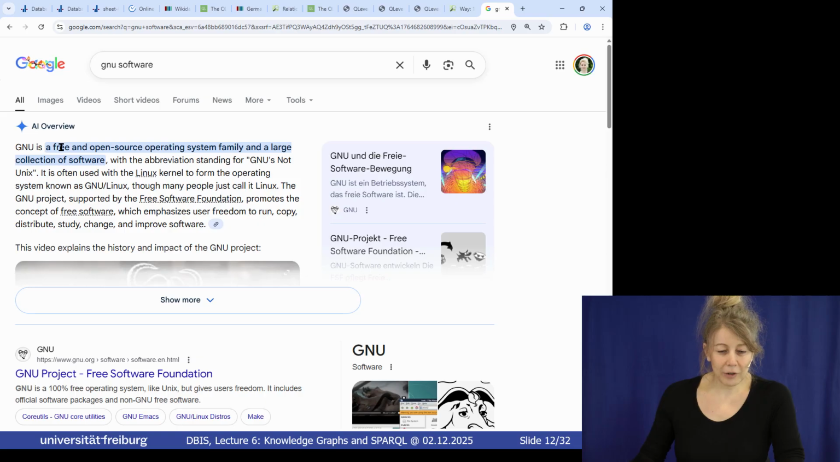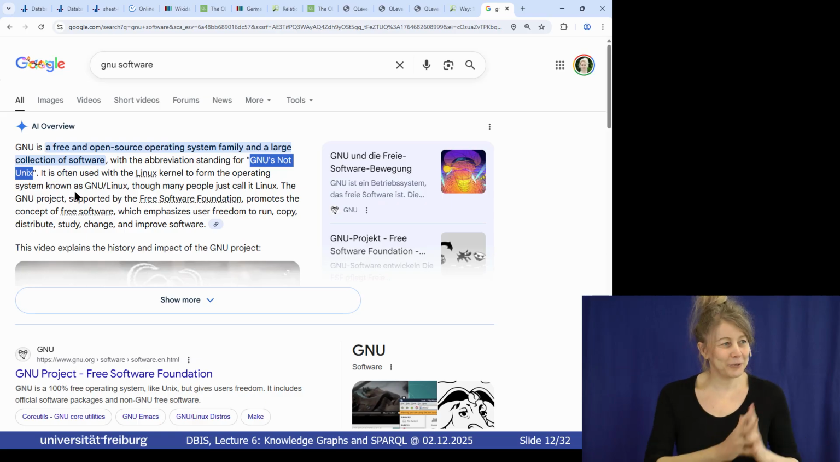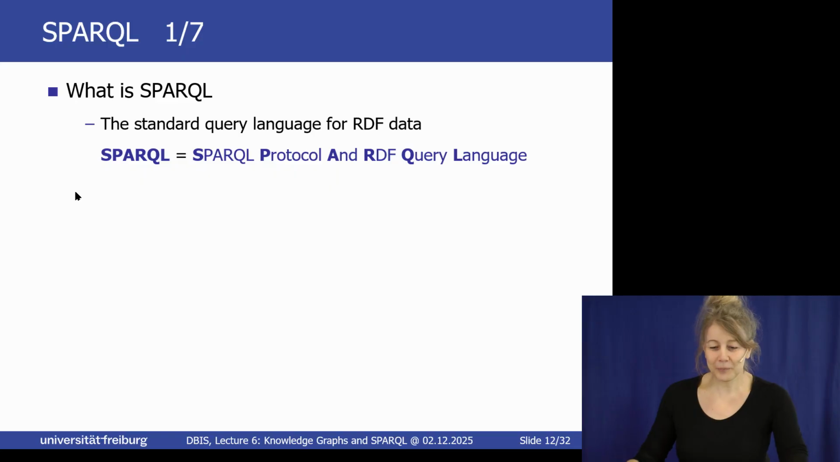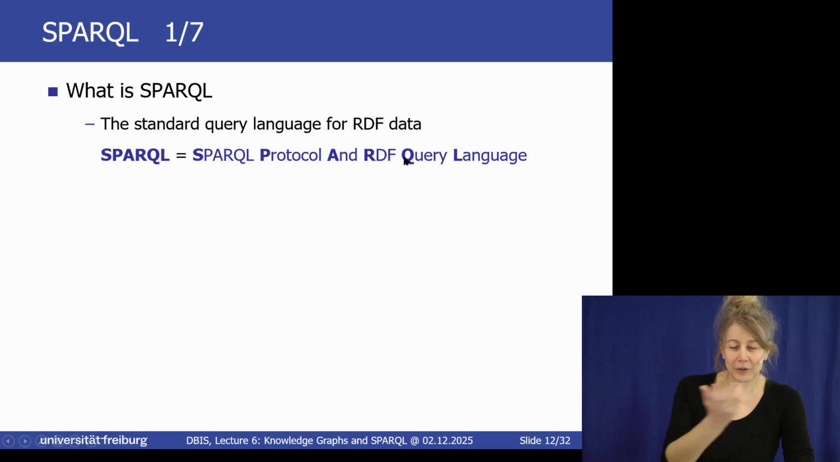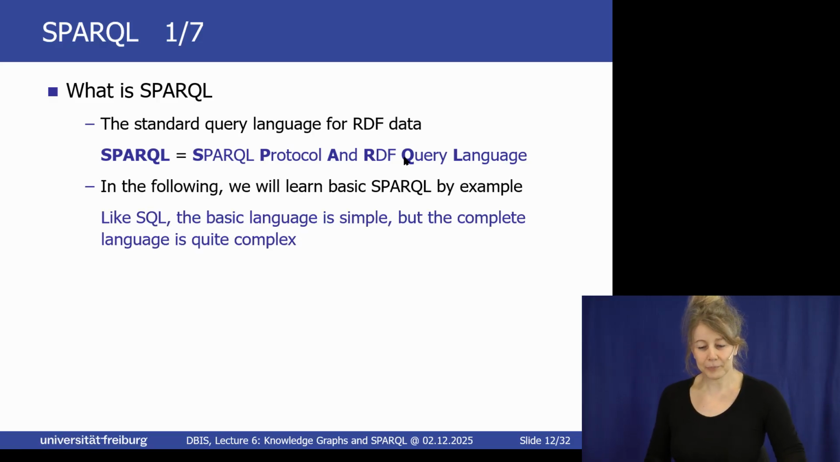So GNU was all about free and open source. That was this very first initiative, and GNU stands for GNU is not Unix. Unix was this evil corporate thing, and GNU was the good thing. So recursive acronym, and SPARQL also. The S stands for SPARQL protocol and RDF query language. It's the query language for this kind of data.